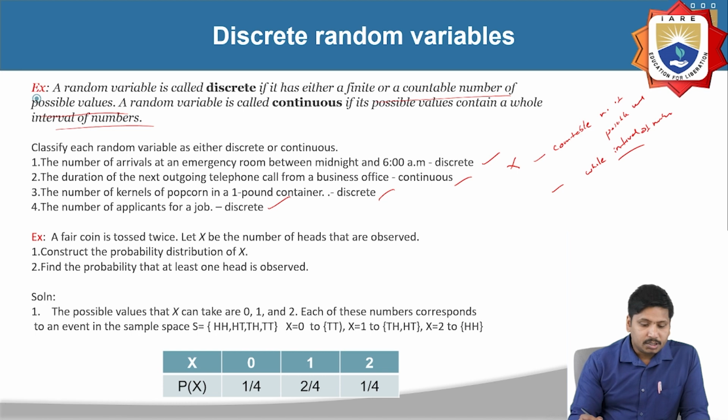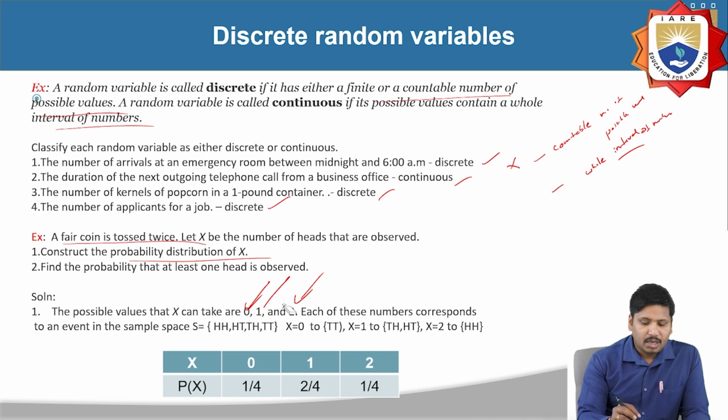Let us consider an example: a coin is tossed 2 times, and let X be the number of heads observed. For that, we have to calculate the probability distribution of X, and find the probability that at least one head is observed. The possible values of X are 0, 1 and 2. That means the probability of getting 0 heads, 1 head, and 2 heads.